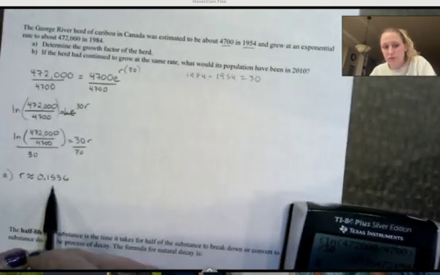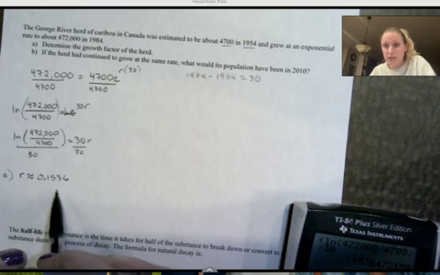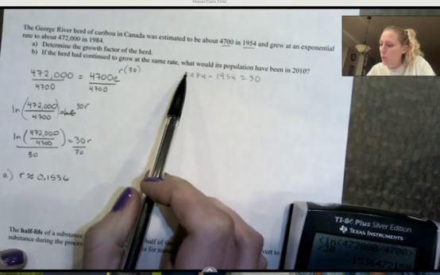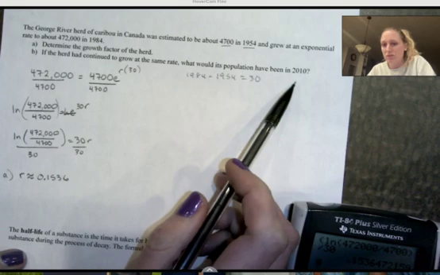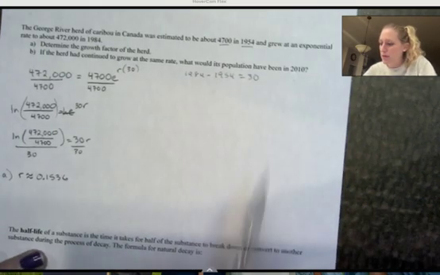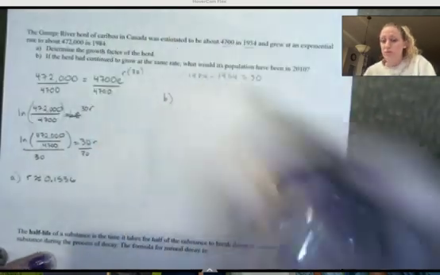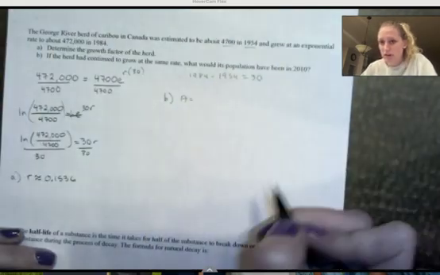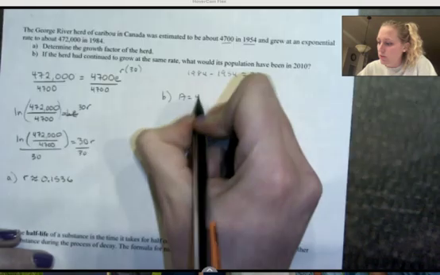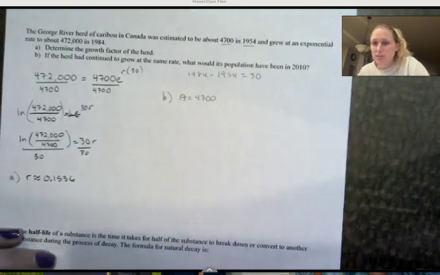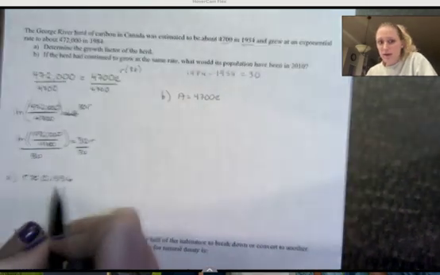Now it says if the herd had continued to grow at the same rate, so this rate that we found, okay, about a 15% rate, what would its population have been in 2010? Okay, so now for part B, we're looking for total population, so that's our A. So what's the new population, okay? Initial amount is still, we're gonna use that very first point we talked about, the 4,700 caribou.